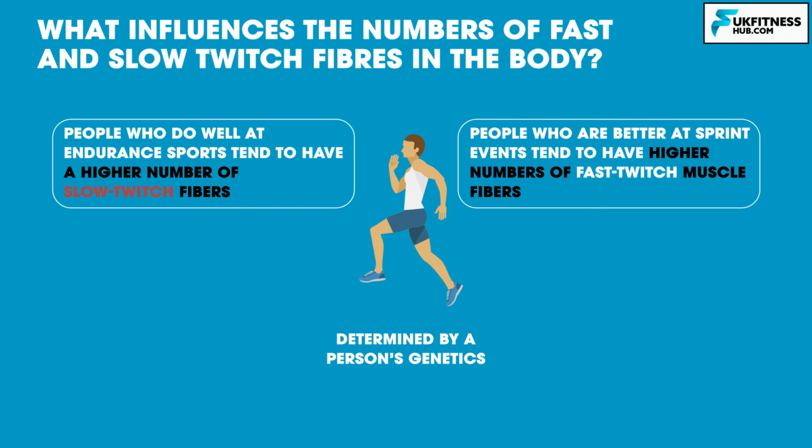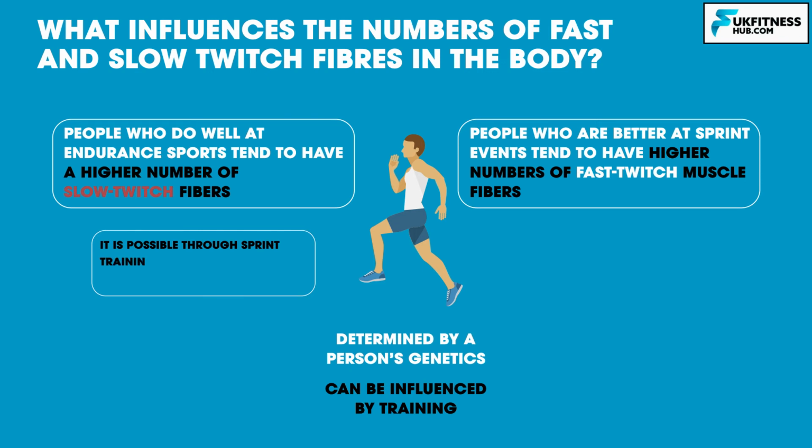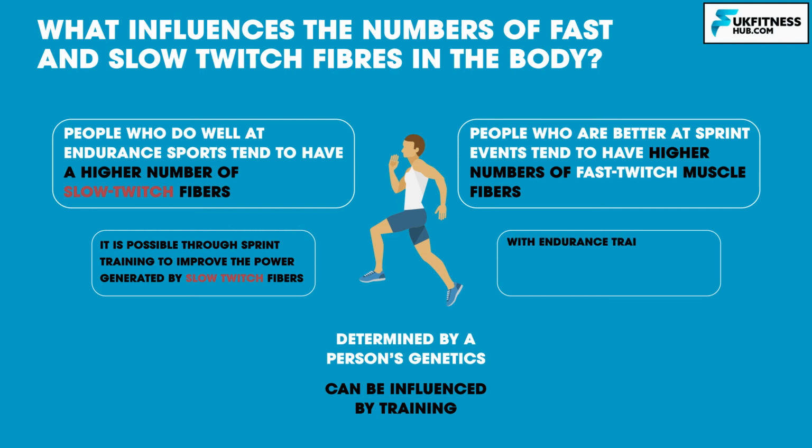Both the slow and fast twitch fibres can be influenced by training. It is possible through sprint training to improve the power generated by slow twitch fibres, and through endurance training, it is possible to increase the endurance level of fast twitch fibres.